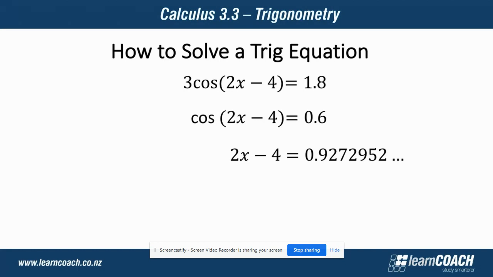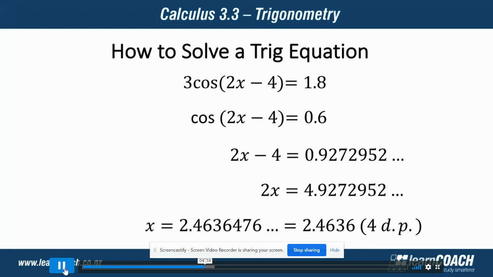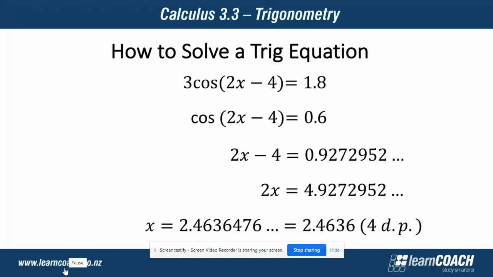Now we need to unravel that in the same way we solve an ordinary basic linear equation. We'd add 4 to both sides to leave 2x behind, and then the final step is to divide by 2 to leave 1 lot of x behind. And then we would round to 4 decimal places, as this is the final step.